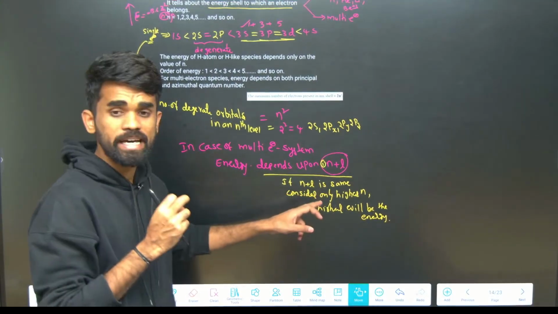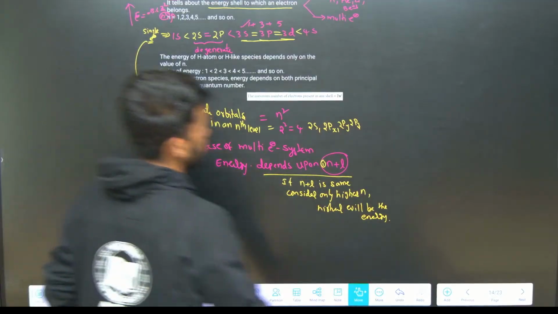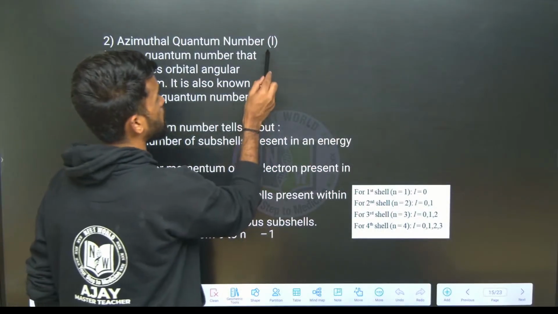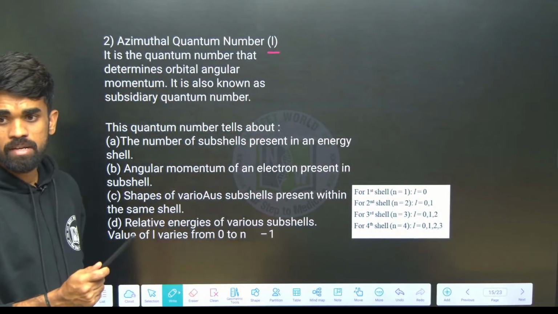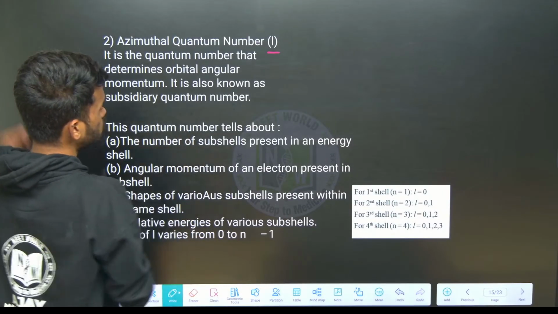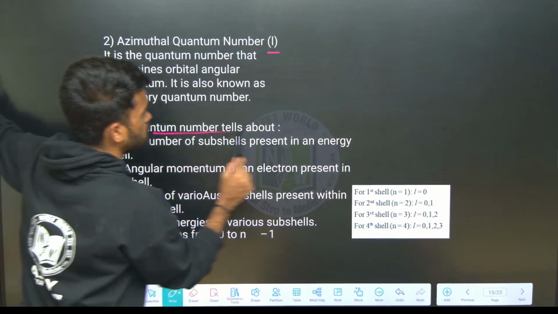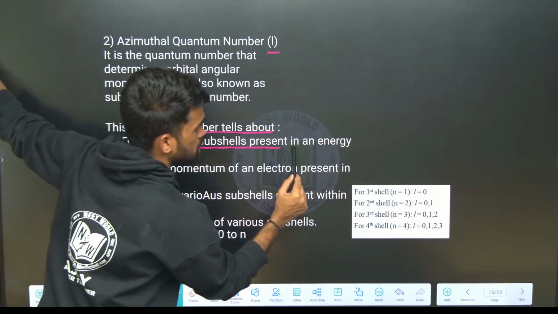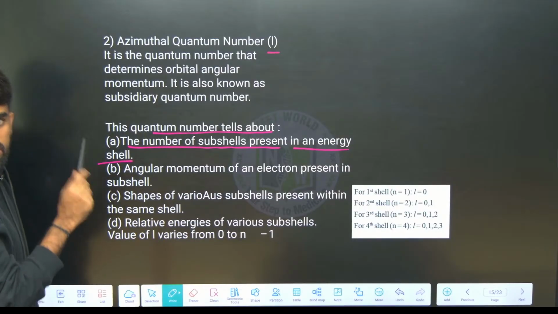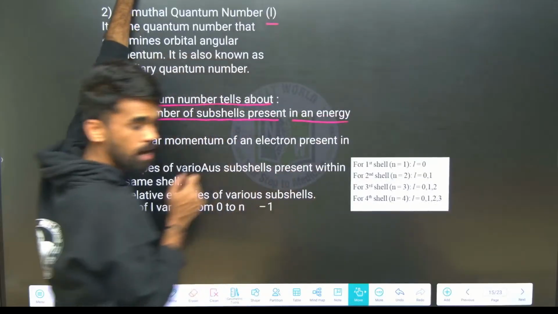Now what is l here? l is the azimuthal quantum number, which we are going to discuss now. Look here, the azimuthal quantum number is indicated with the symbol l. This is also called the subsidiary quantum number. This quantum number tells about the number of subshells in an energy level, or in a shell. The number of subshells in a shell is given by l.